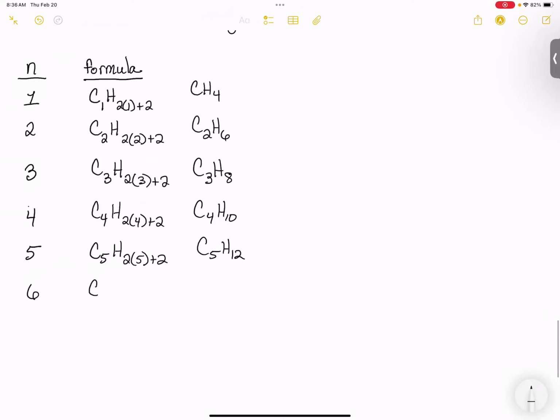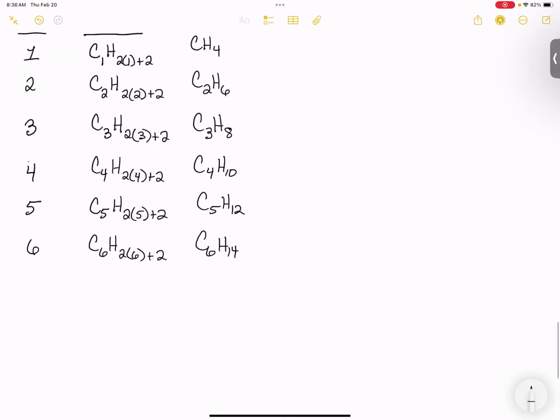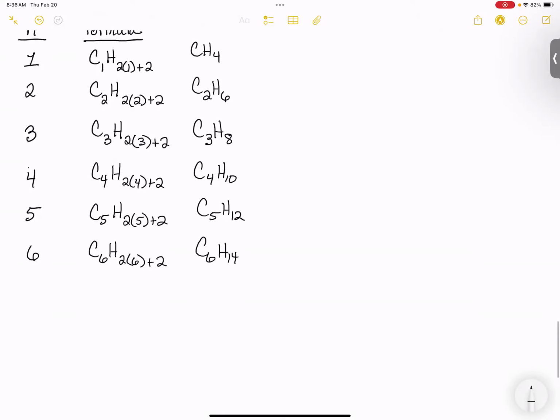Six would be C6, H 2 times 6 plus 2, or in other words, C6H14. And we could continue. 7 would be C7H16. 8 is C8H18. 9 is C9H20. And 10 is C10H22.